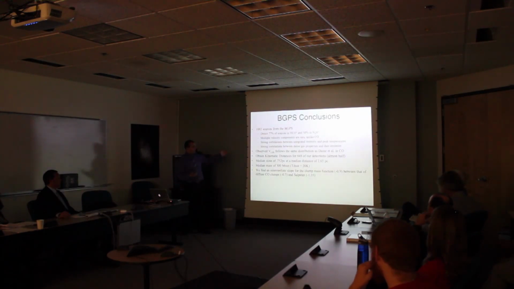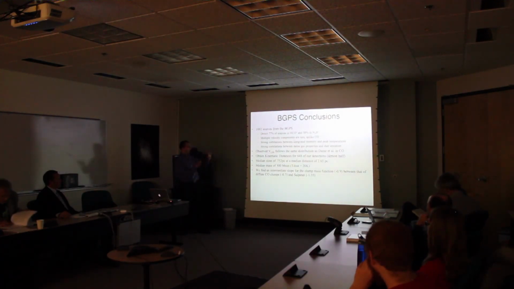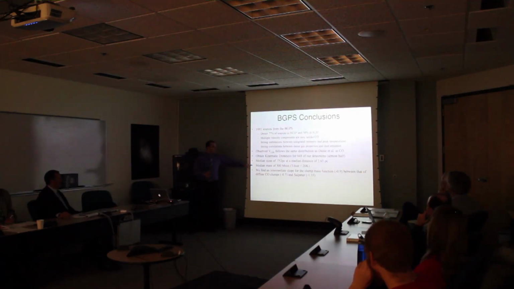We're able to obtain kinematic distances for nearly half, almost 650 sources. They have median sizes of just less than a parsec, and a median distance, because again we were combining them with infrared dark clouds that are fairly close, of only 2.5 kiloparsecs, which is a little close. And a median mass of about 300 solar masses, using a temperature of about 20 Kelvin for our first paper.